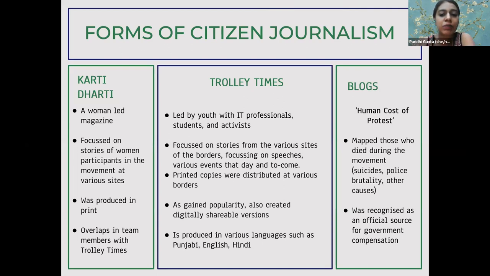As the protest was spread over six borders of the capital, as I noted, the newspaper Trolley Times covered stories from these sites, ranging from notes on events of the day, snippets from speeches given on various stages at the various sites, and opinion pieces written by participants of the movement and even researchers who were researching the movement. After these were printed, copies were distributed at each of the six sites of the protest, so that the participants were aware of the ongoing events in the overall protest.